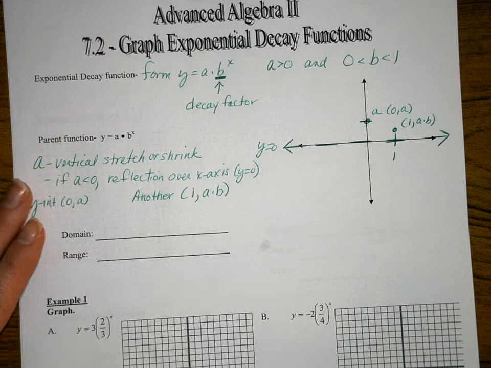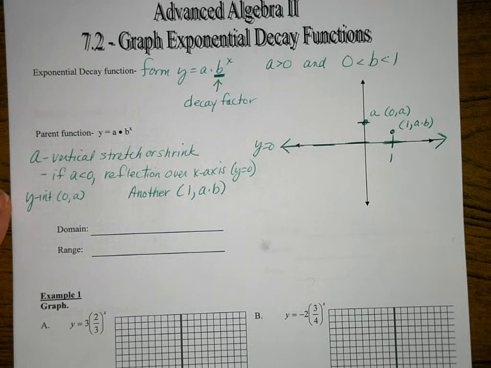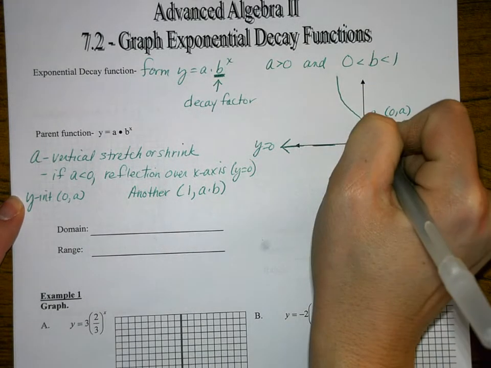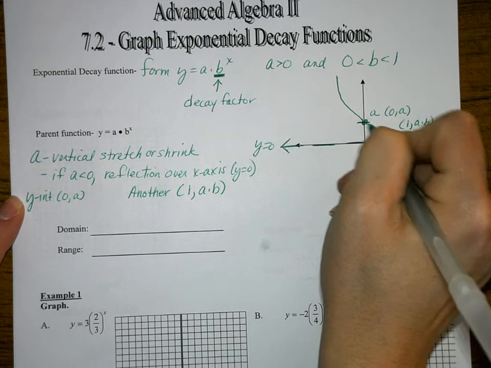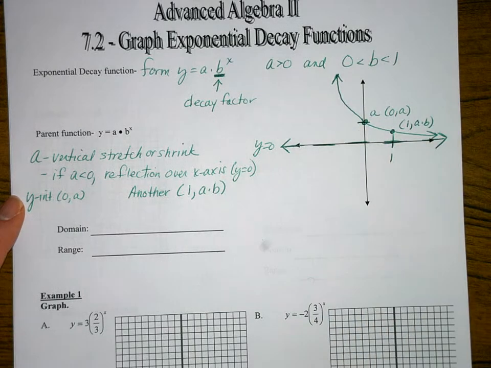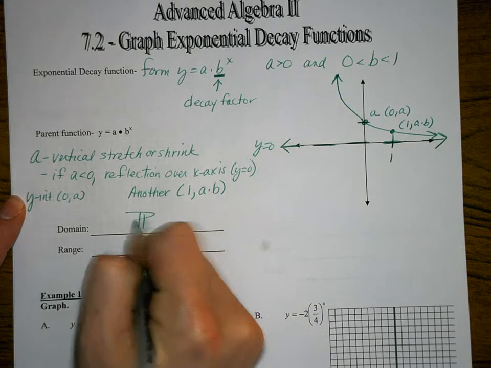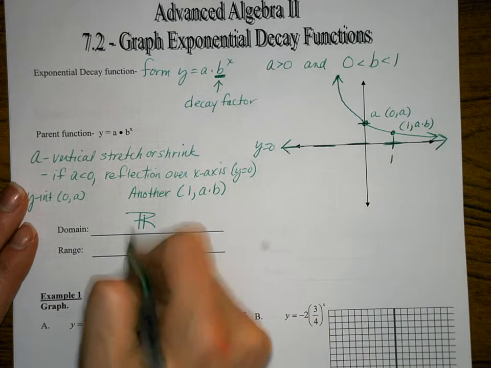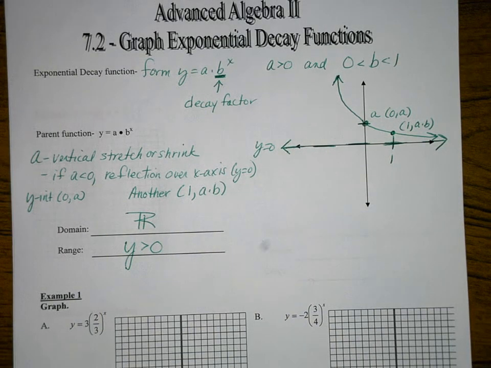The curve with exponential decay, when my b value is between 0 and 1, that graph, that curve, is going to be falling down and to the right. And it gets closer and closer to that x-axis, but never touches. Now, what's my domain? All real numbers. Anything where x is in the exponent has the domain of all real numbers. And on this graph, my parent function, what is the range? All right, it's above that line, y equals 0, so my range is y is greater than 0.